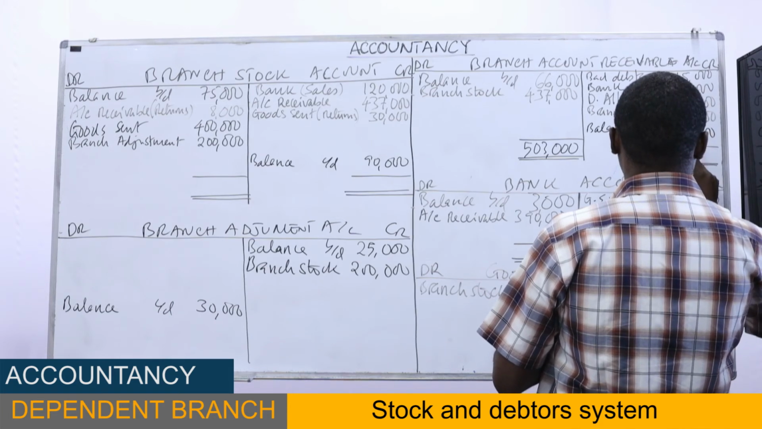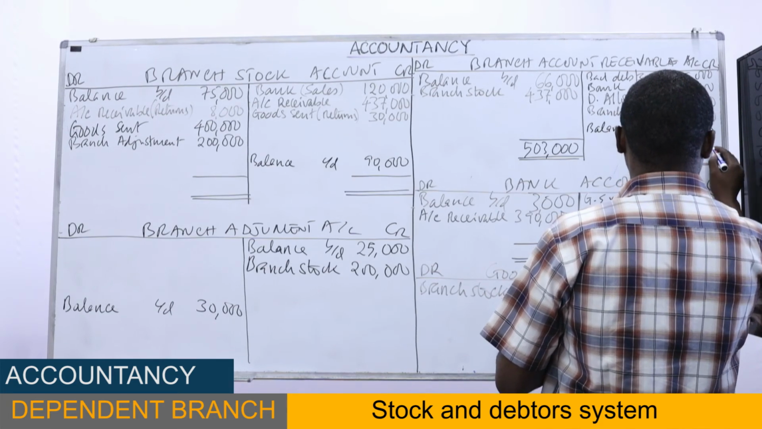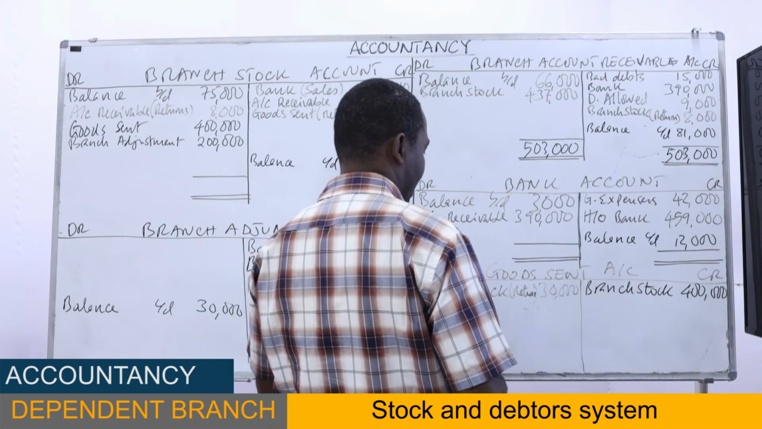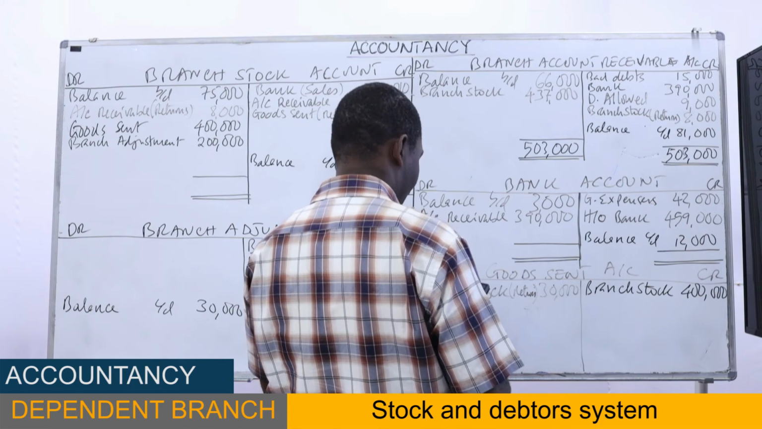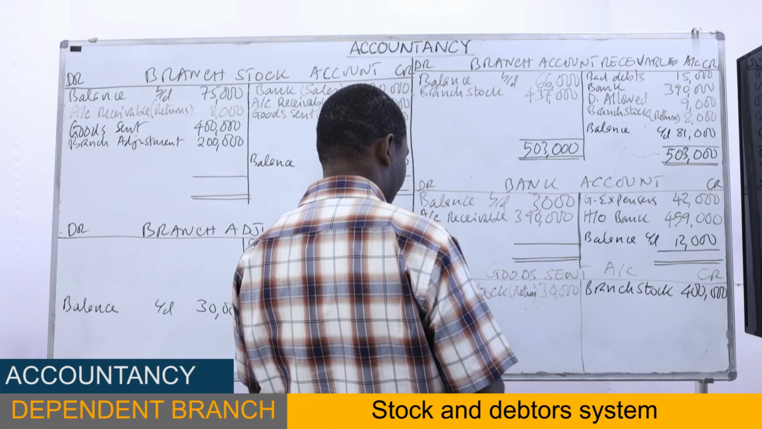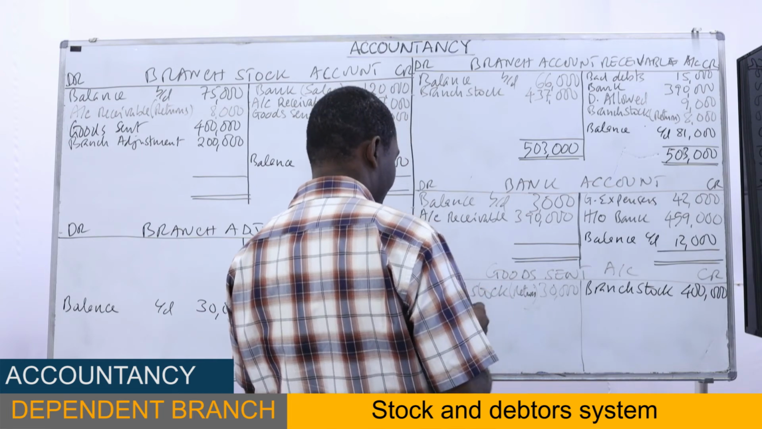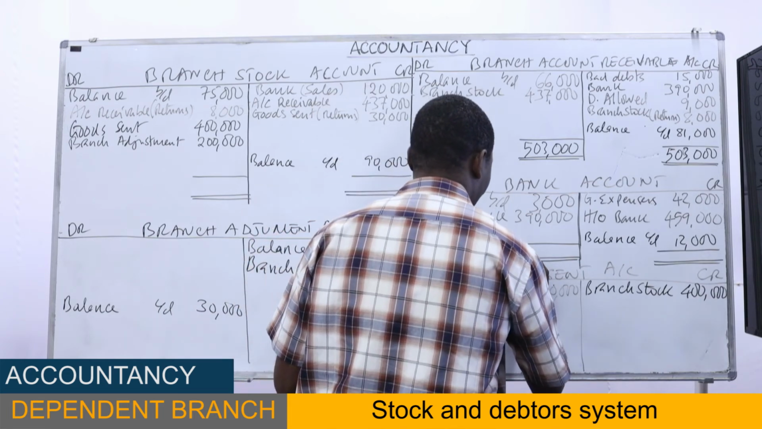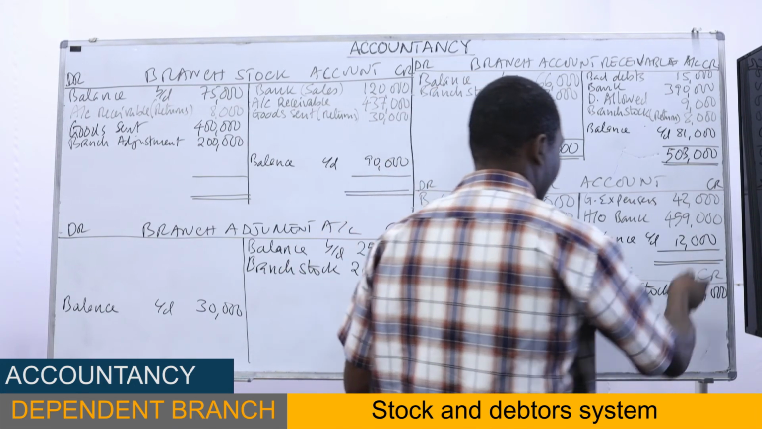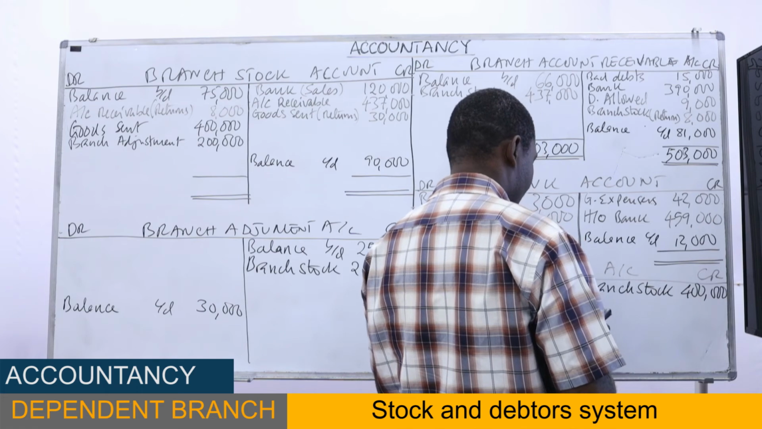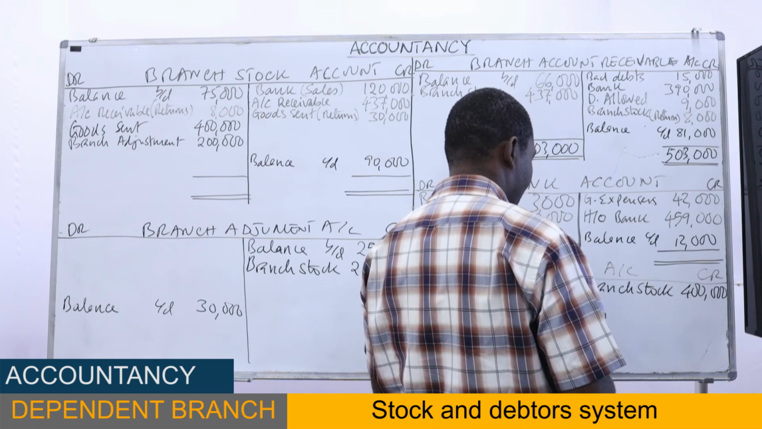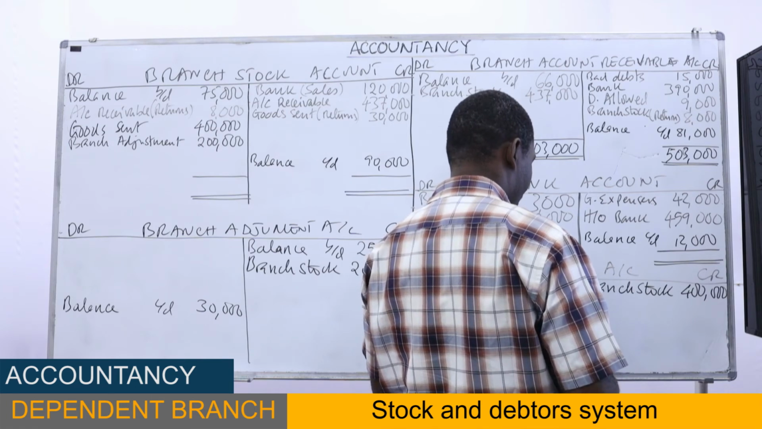Okay, so we go for the bank. We have 3,000, that is opening. We add 390,000. We get 393. Okay, supposed to balance. We less 42,000. We less again 459,000. We less 12,000.